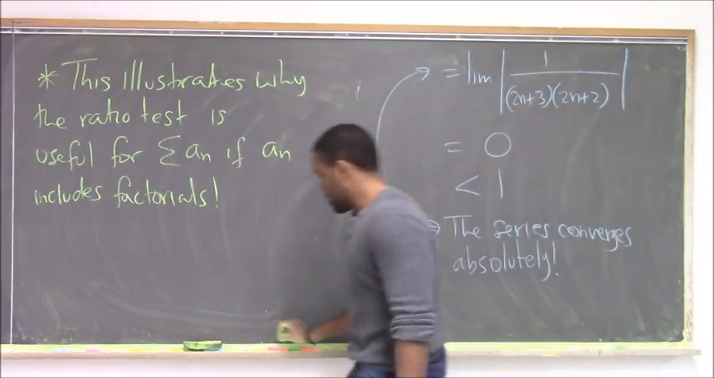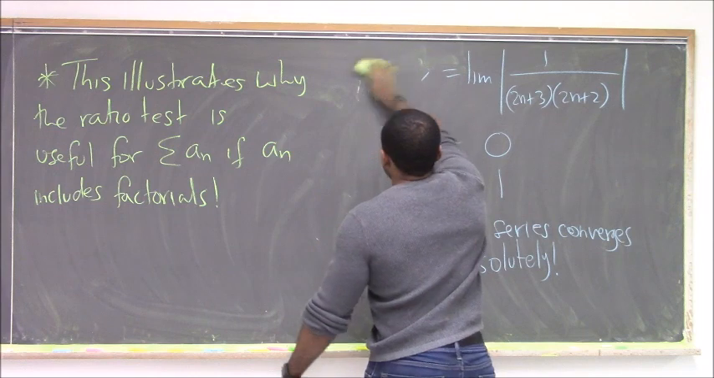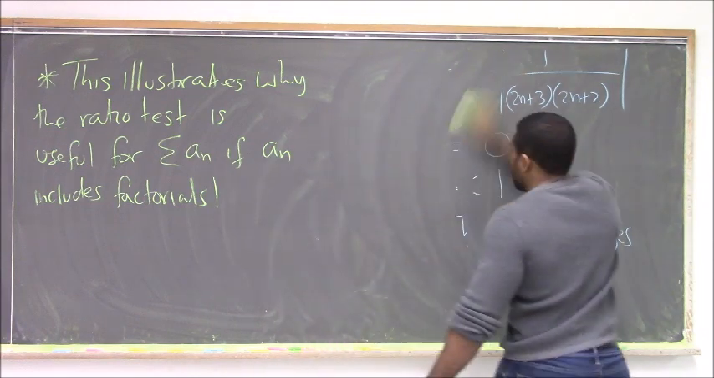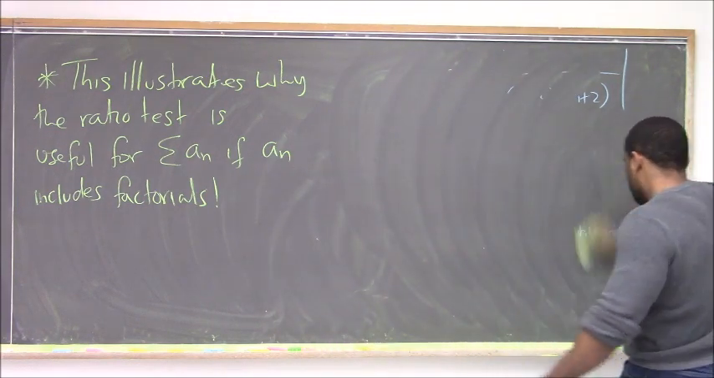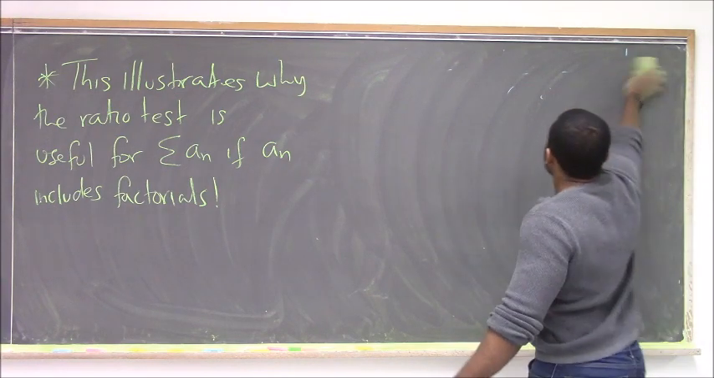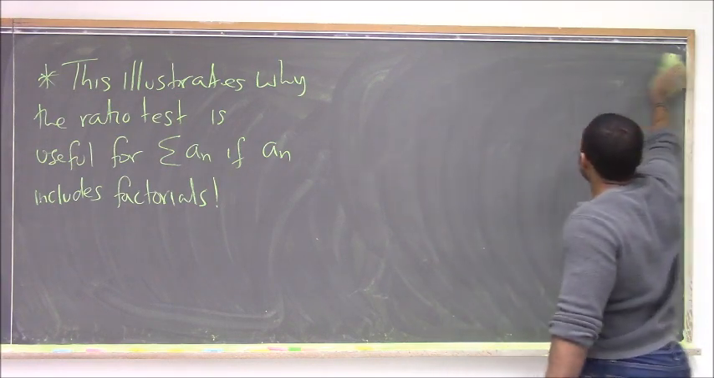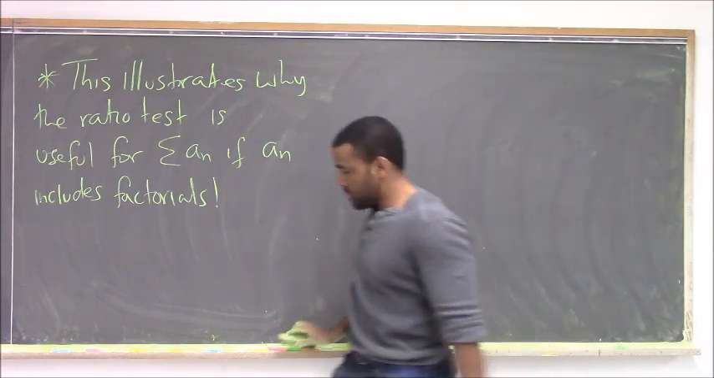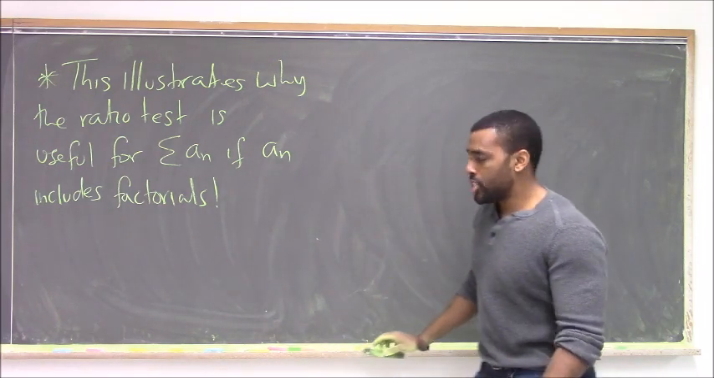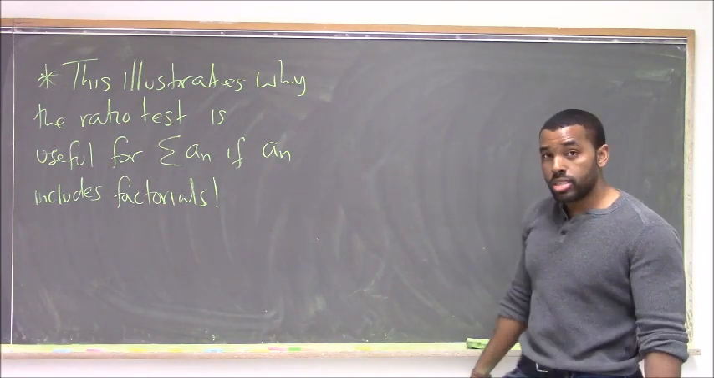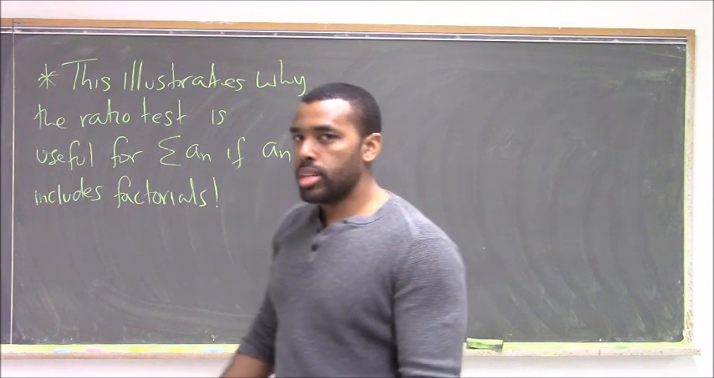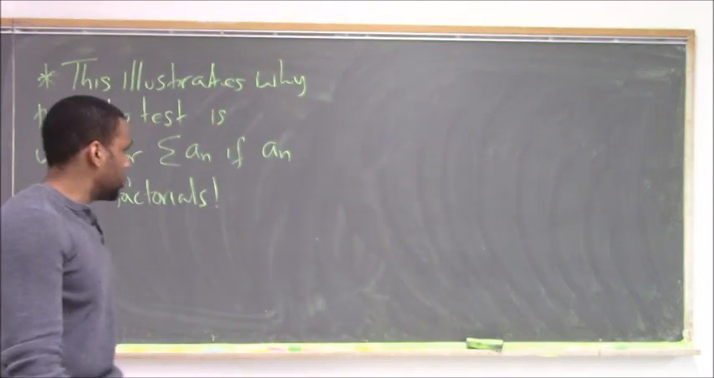So that's just something to consider. You have a series, and it has factorials in it. Then based on the situation, if the test for divergence doesn't tell you otherwise, a ratio test is a nice test to use, actually.